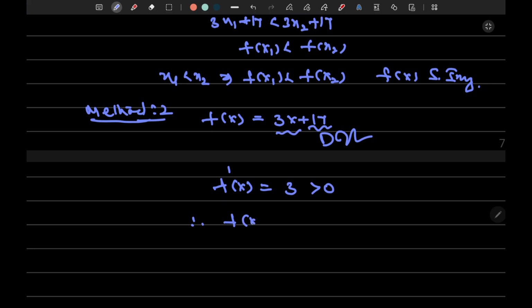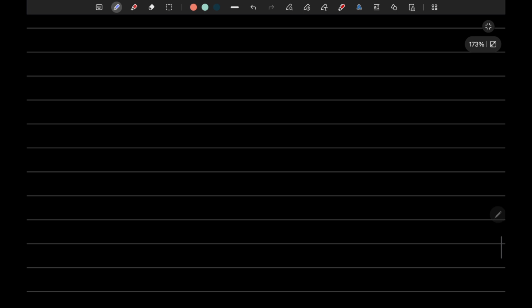Therefore, f of x is strictly increasing. Okay? If you do it like this, they will not give you the 2 marks for the question.